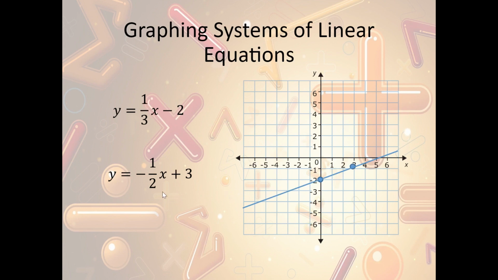Now, we're just going to plot the second line on the same graph. So my y-intercept for this one is 3. So I'm going to go up 3 and plot my point. And my slope is -1/2. So I'm going to go down 1 to the right 2. Connect the dots. And notice now I have a point where they intersect, which is right there. That is considered the solution to the system of equations.